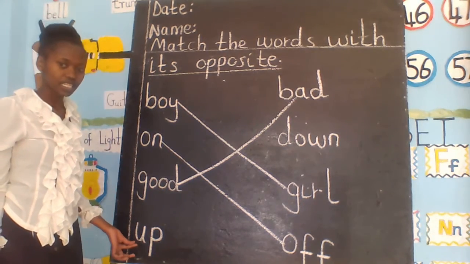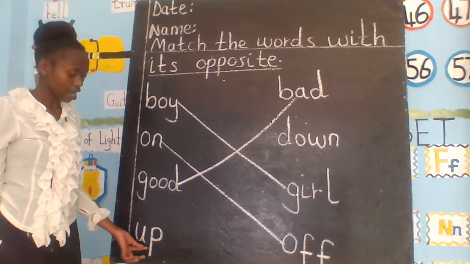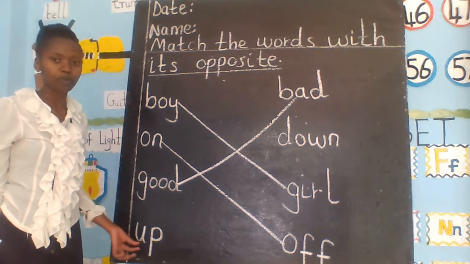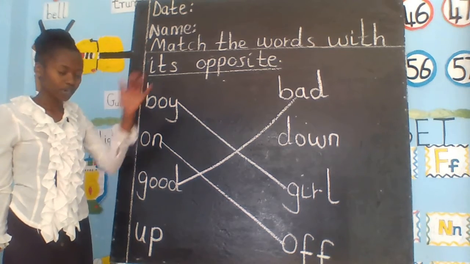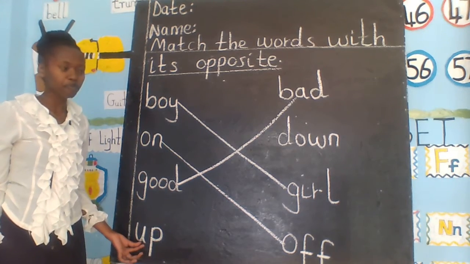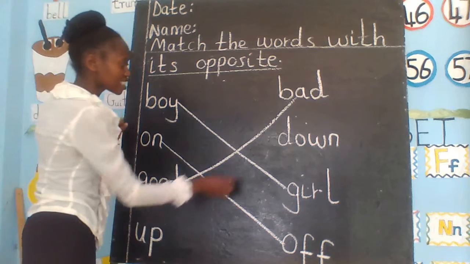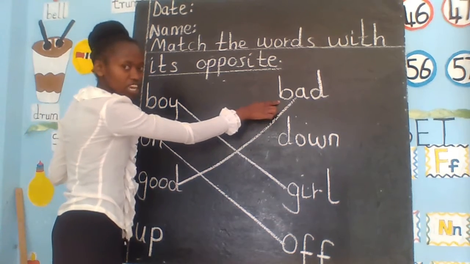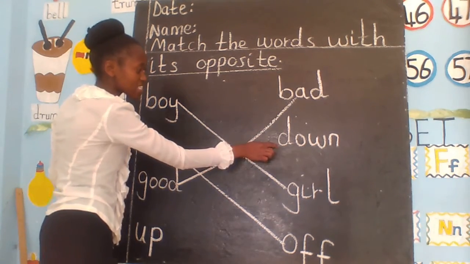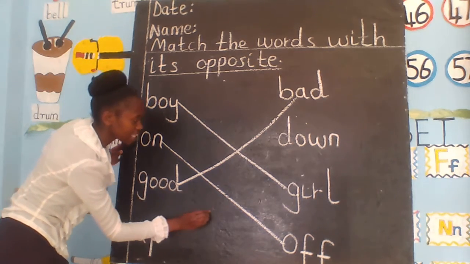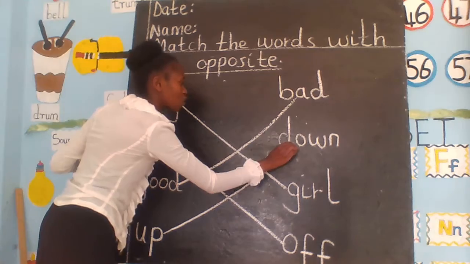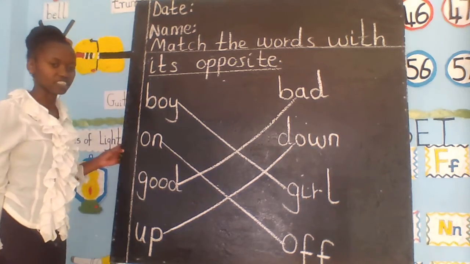Which word is this? Up. What is the opposite of up? Up, down. So the opposite of up is down. You find the word down. Where is it? Is this one? No. This one? Yes. So you match. The opposite of up is down. Good children.